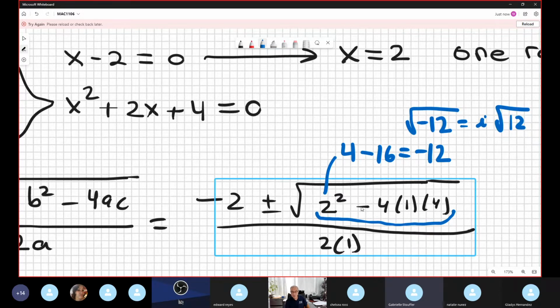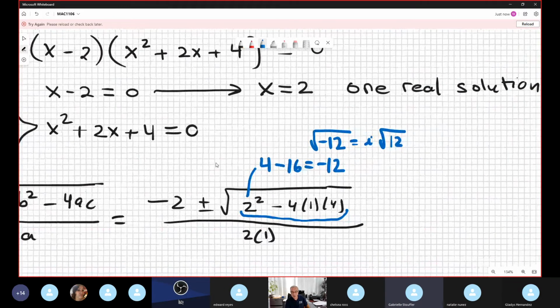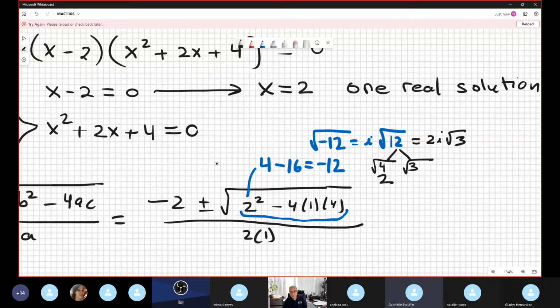And positive 12, we can simplify a little bit because I know that 12 is 4 times 3, and the square root of 4 is 2, and the square root of 3 no. So this is equivalent to 2i radical 3. It's much better, more elegant, no? When you have a number inside the radical, you need to break it down and analyze. We have a factor that we can simplify and put outside the radical. And so far we have minus 2 plus or minus 2i radical 3 divided by 2.